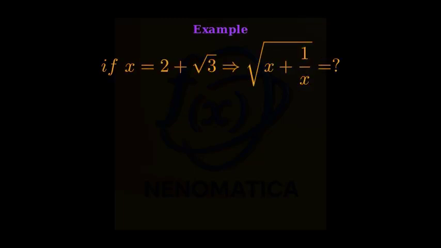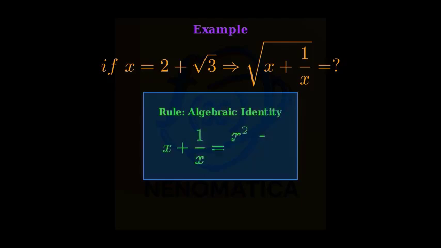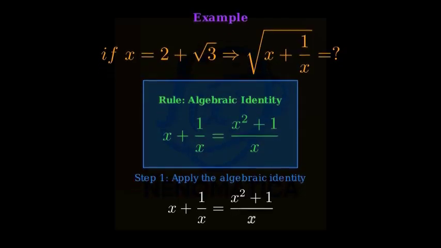Let's look at our problem. To solve this problem, we need to find the value of x plus 1 over x first, and then take the square root. Let's recall a useful algebraic identity: x plus 1 over x equals x squared plus 1 all over x. So let's write x plus 1 over x as x squared plus 1 over x.